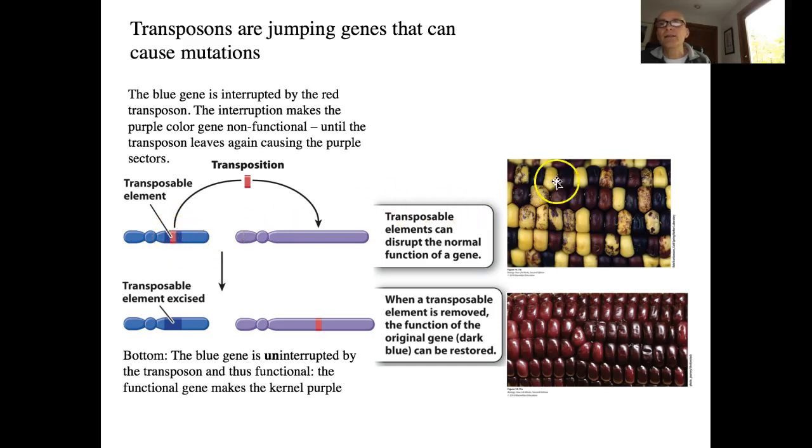And so if you now look at the corn, you see all these kernels that are yellow, and that's because you see the layer underneath the purple color. So there's a purple layer on top of the yellow. But that's not functioning in these yellow kernels because the red transposon sits in between there, it disrupts the gene and makes it unfunctional.